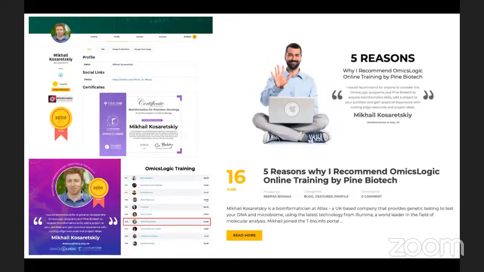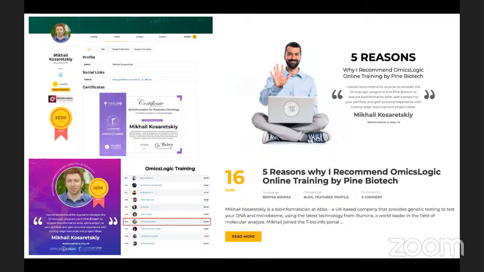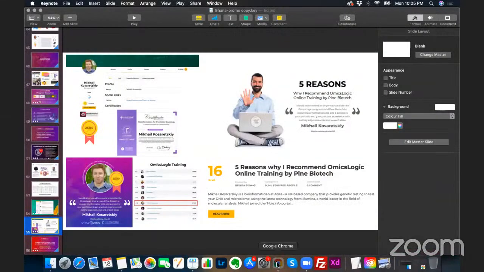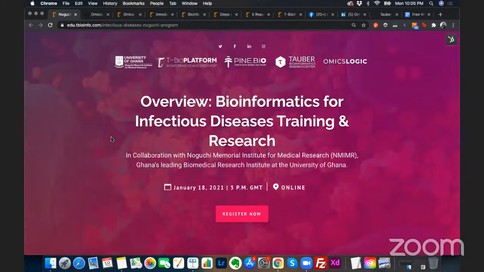All of the activity that you do in the course of this program is being tracked to help you understand your progress and evaluate your effort at the end of the program, for you to get a certificate and for us to issue that certificate to you. We found that the most successful participants are able to learn new methods and develop an independent project in the course of these Omics Logic programs. Now, let me take you to the website and show you how the registration process works so that it is clear for all of you.